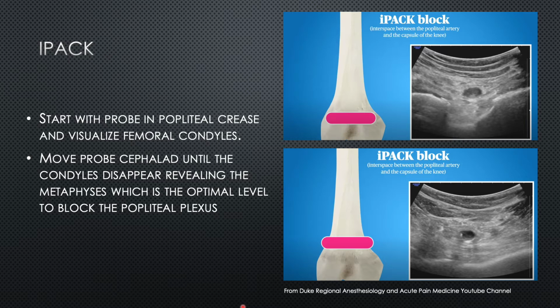To find the target area, start with the probe at the popliteal crease and visualize the femoral condyles here. Move the probe cephalad until the condyles disappear, revealing the flat metaphysis, which is here. This is the optimal place to put the block.